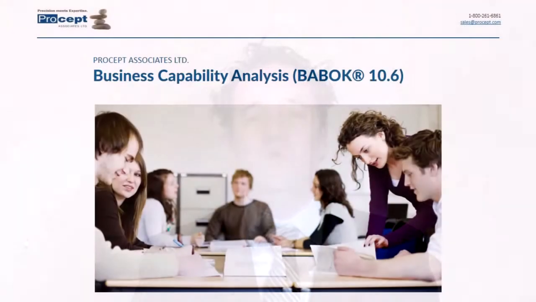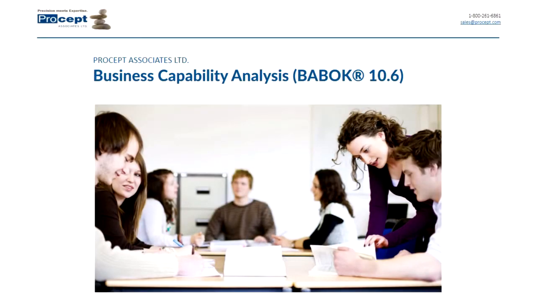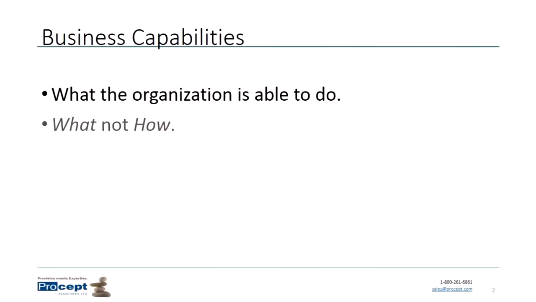In this video we're going to talk about business capability analysis. This is a new technique to BABOK version 3, and this is BABOK section 10.6. Business capabilities is something we're probably familiar with as business analysts, and it describes what an organization is able to do. Capability: what are you able to do? What's important here is that capabilities describe what, not how. We have a capability to hire people, we have a capability to take an order, we have a capability to fulfill an order. That is what we're describing in our capability analysis.